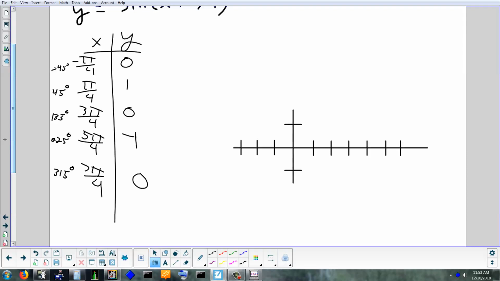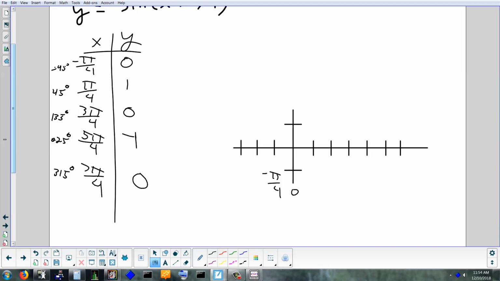But let's say we put negative pi over 4 right there. What's the axis? What do we always label that as? Like what number would it be? Well, if you had a coordinate right on an axis, it would have what value in the coordinate? It would have a 0. So that's 0. All right.